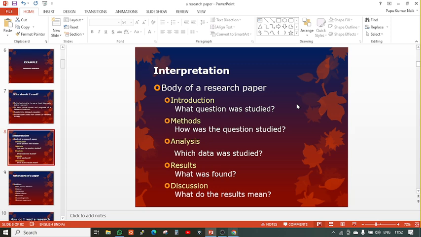Then the last important part of the research paper is the discussion. Discussion is what the results mean. If you find that the temperature of a particular body is 37 degrees, why is it 37 degrees? You are going to prove it, or make a hypothesis, or make some interpretation or elaboration in your own language by quoting different previous literatures. That is called the discussion section. So this IMRAD is the main body of the organization of any kind of research paper.